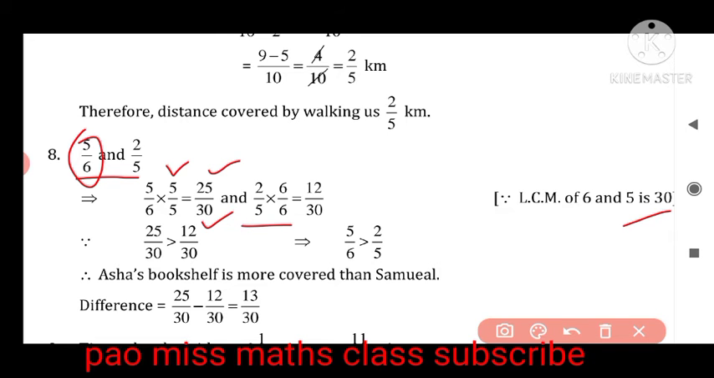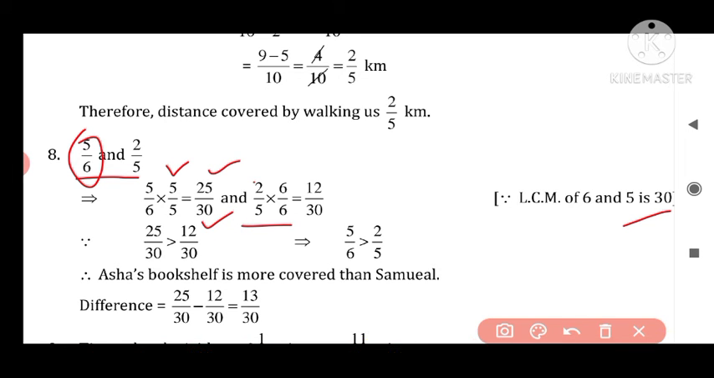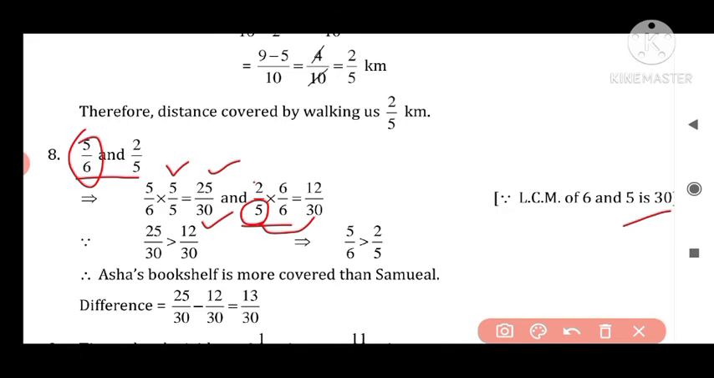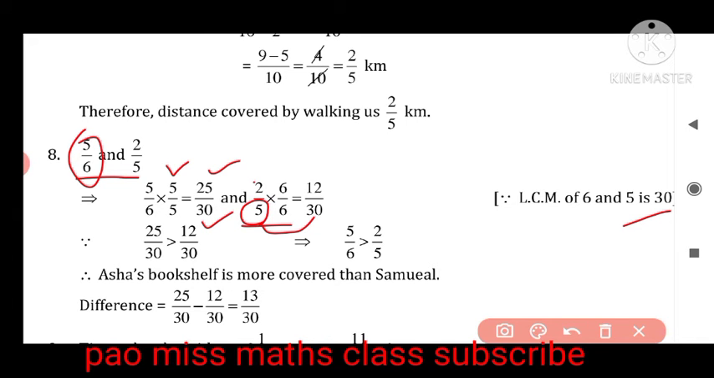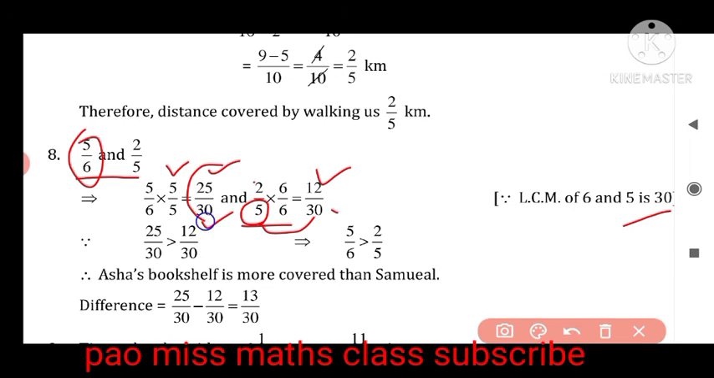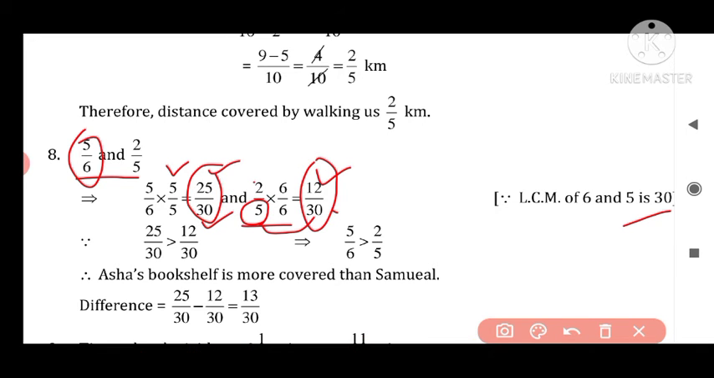Then for the next fraction, 2 upon 5. We have to convert this 5 into what? 30, isn't it? So with what value do we have to multiply? 6. So with both the numerator and denominator we will multiply with 6. So 2 into 6 is equal to 12 and 5 into 6 is equal to 30. Now we got these fractions: 25 upon 30 and 12 upon 30.